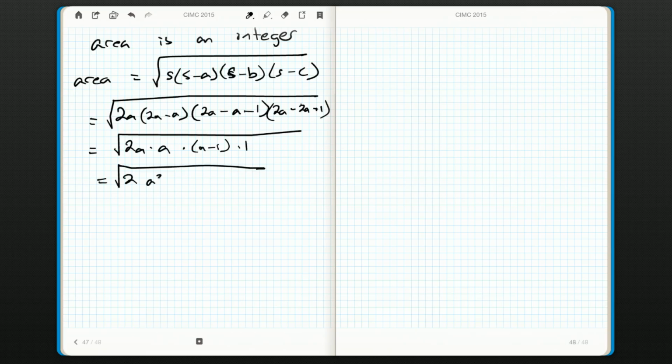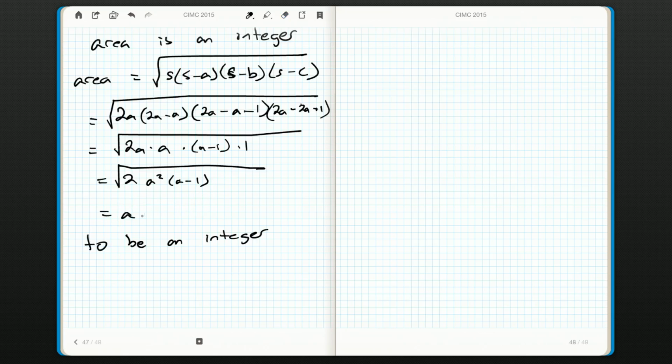So square root of A squared times (A minus 1), or really we can take the A out and we'll get A times the square root of 2A minus 1. So to be an integer, A must be an integer, and 2 times A minus 1 square rooted should be an integer. Actually, I worry that making the assumption that A is an integer... Well, no, that should be fine.